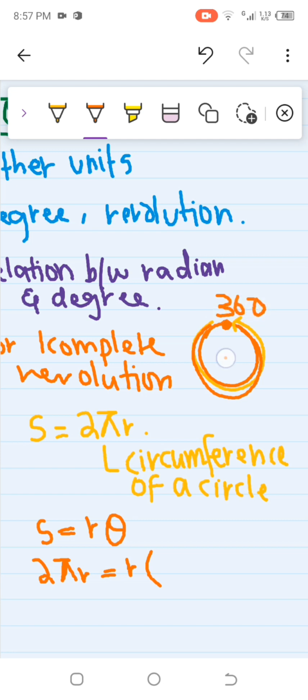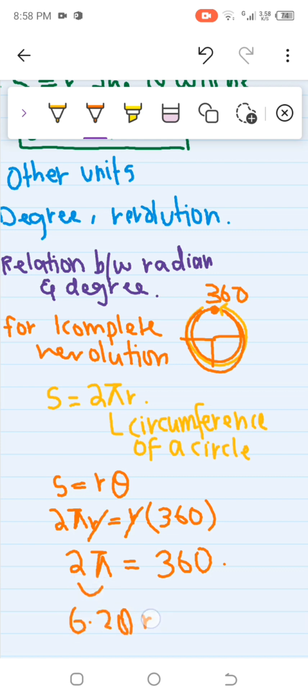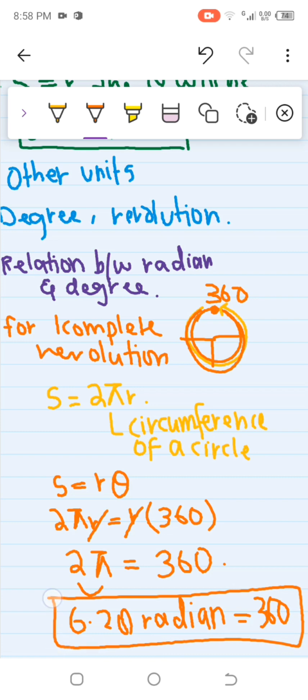Okay, because here theta was becoming half, 180, then here we have 270, then 360 total. 360 is the theta in the circular or angular motion, right? So here you can see r cancels. Now 2 pi radian is equal to 360. Okay, 2 pi radian is equal to 360, or when you solve this, it will be 6.28 radian is equal to 360. So remember this, 2 pi radian is equal to 360.